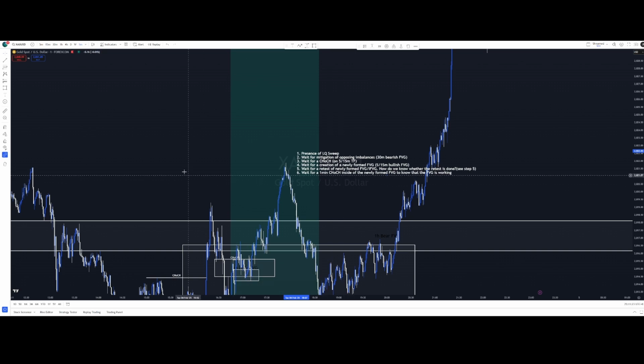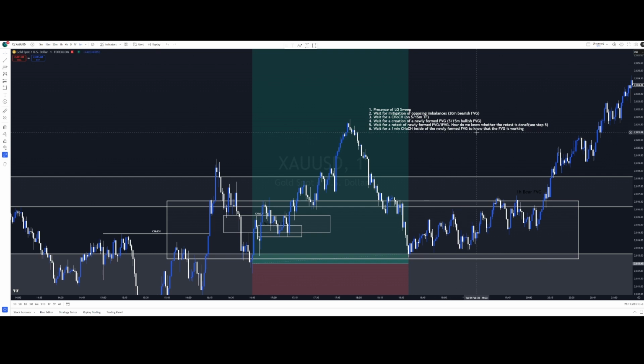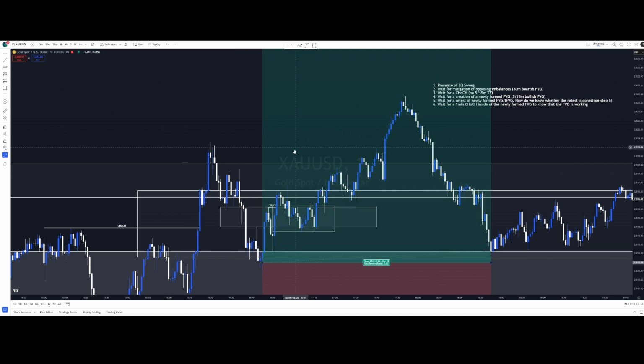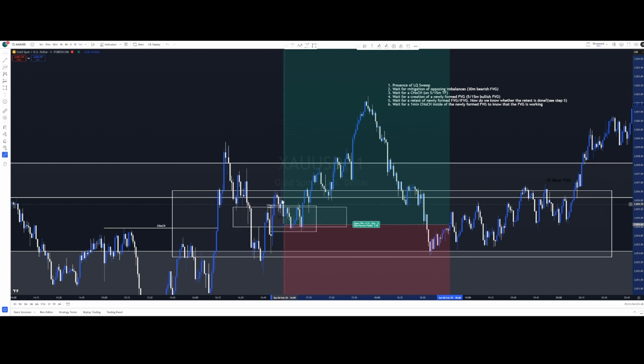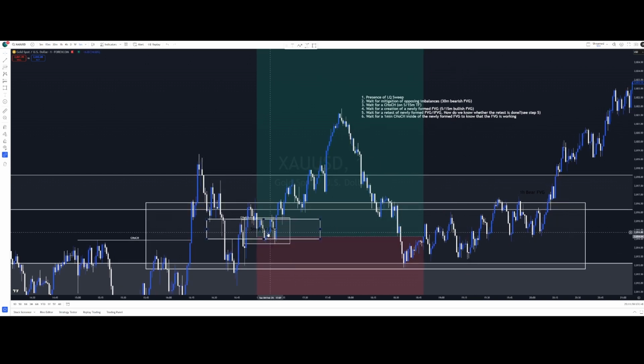Right, before that, a 1 minute change of character inside the newly formed fair value gap, which is this 1 minute bullish fair value gap. Right, so after a change of character, price created a 1 minute bullish fair value gap, where we can then enter on the retest of it, which is right here. So after that happened, there's no point looking for another change of character. Right, so yeah, we will have entered here.